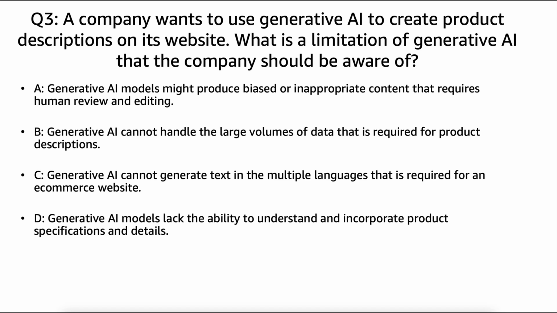Option B. Generative AI cannot handle the large volumes of data that is required for product descriptions. Option C. Generative AI cannot generate text in the multiple languages that is required for an e-commerce website. Option D. Generative AI models lack the ability to understand and incorporate product specifications and details.